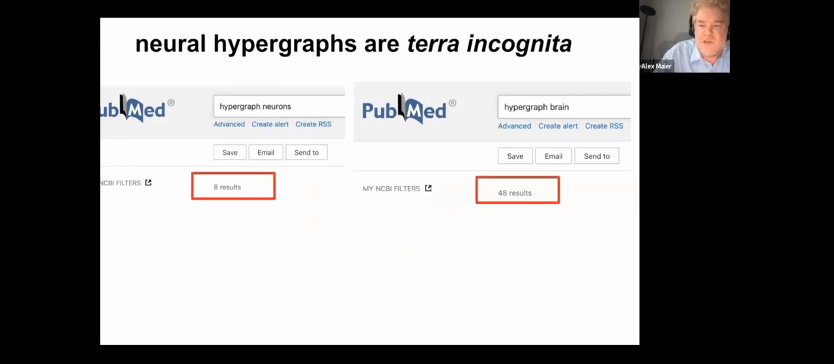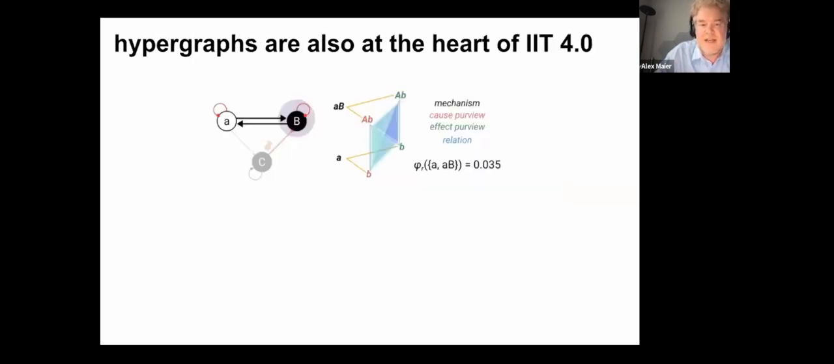But if you look into PubMed and you type in hypergraph and neurons, you only get 8 results. Hypergraph and brains, only 48 results. So what I'm telling you is that even though we've studied the brain a lot and we've been using graph theory, when it comes to what might be the most fitting type of graph theory, namely to generalize the hypergraphs, there's almost nothing done yet.